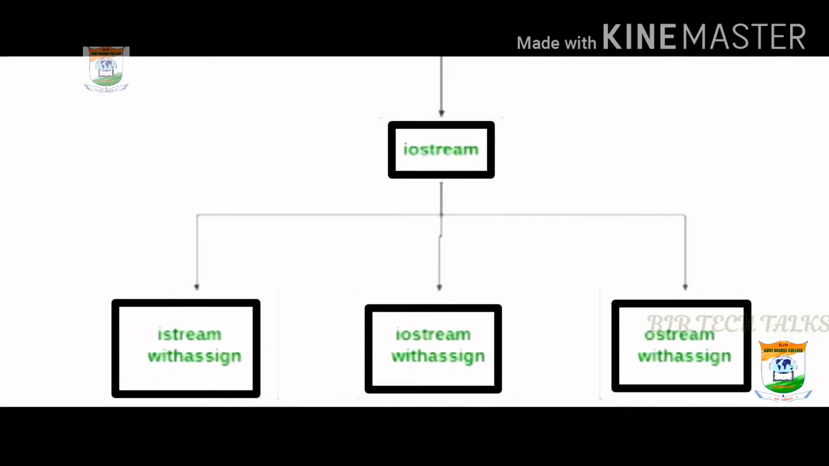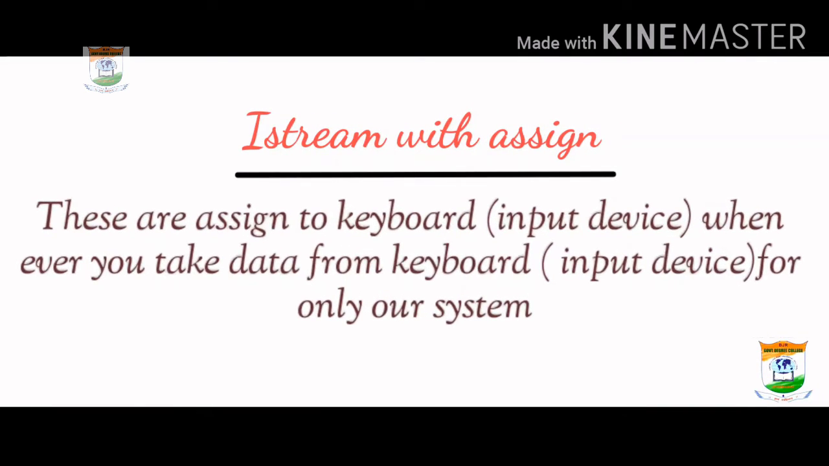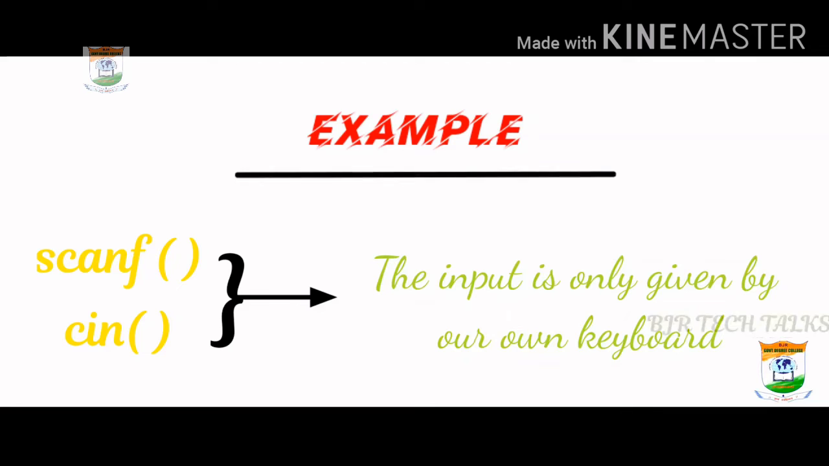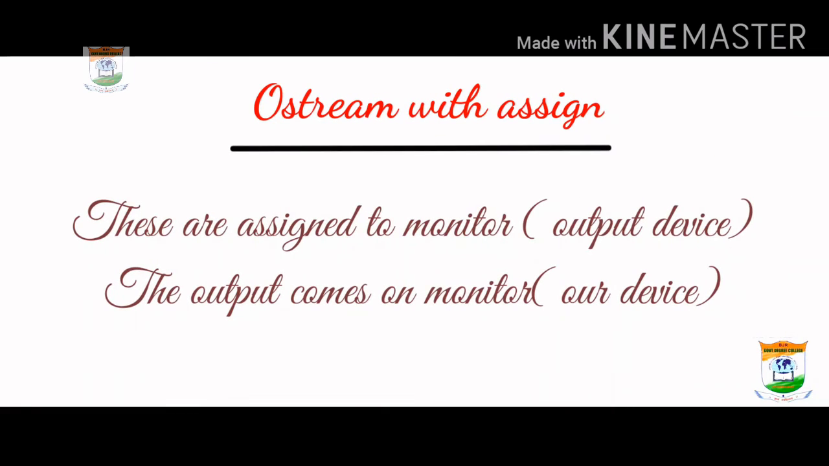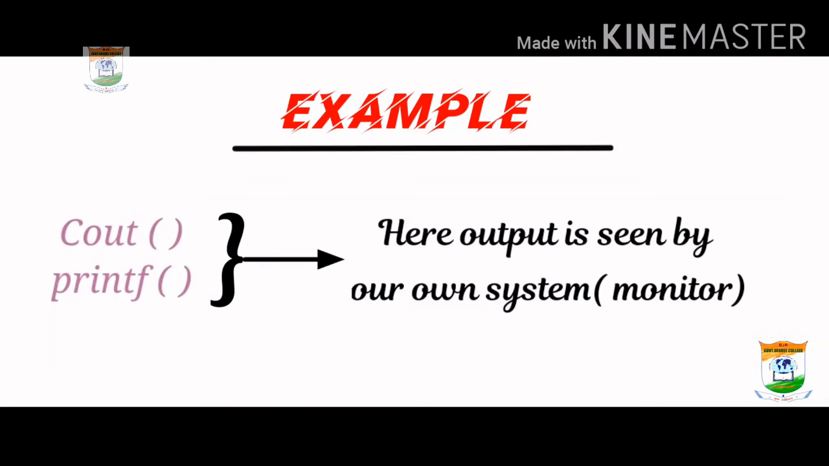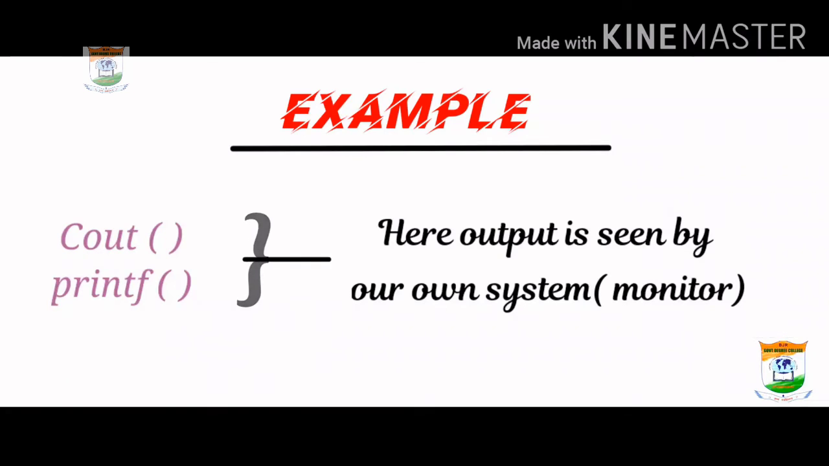iostream is derived into istream_withassign and ostream_withassign. istream_withassign is assigned to the input device, whenever you take data from the input device for only our system. For example, scanf and cin. Here input is only given by our own keyboard. ostream_withassign is assigned to the output device. The output comes on our device. For example, cout and printf. Here output is seen on our own monitor.